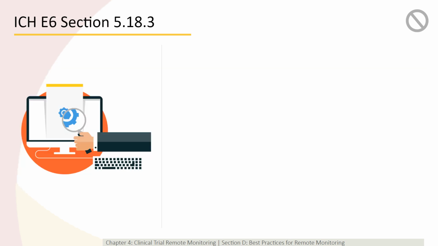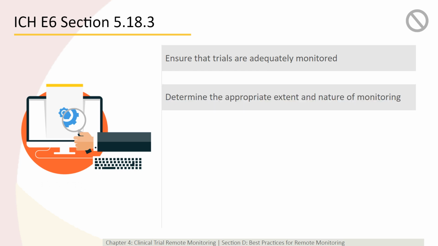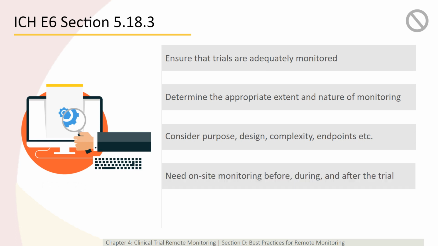More specifically, ICH E6 Section 5.18.3 states that the sponsor should ensure that trials are adequately monitored. The sponsor should determine the appropriate extent and nature of monitoring. The determination of the extent and nature of monitoring should be based on considerations such as the objective, purpose, design, complexity, blinding, size, and endpoints of the trial. In general, there is a need for on-site monitoring before, during, and after the trial.